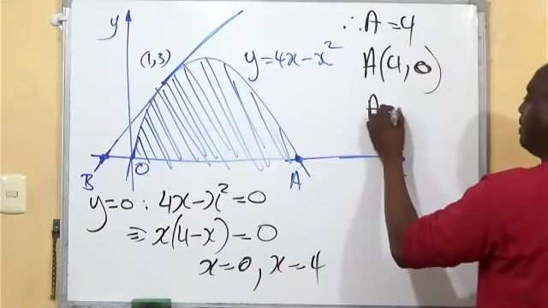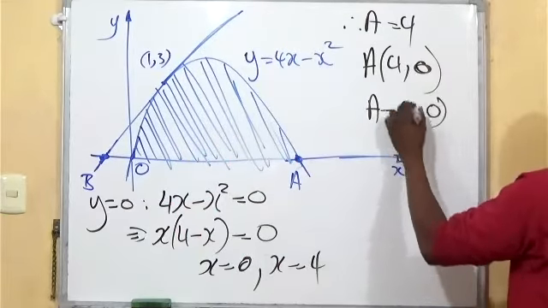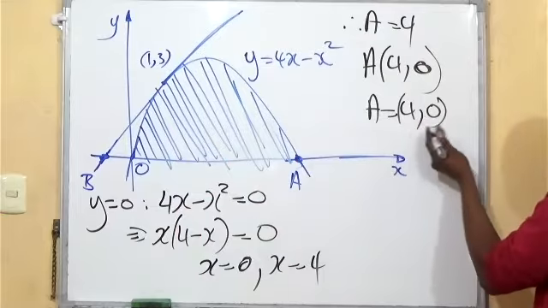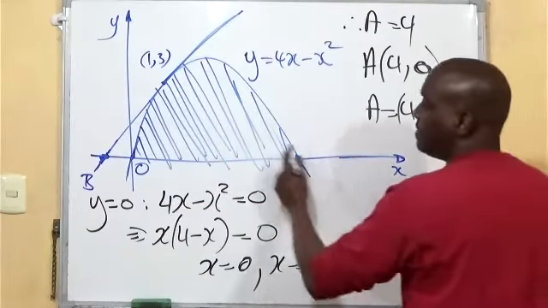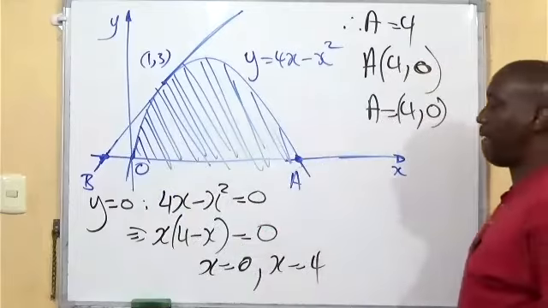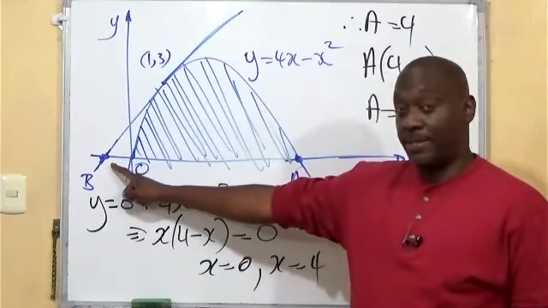You could put A equal to 4, 0. You can write it like that if you want. But this is what they're looking for when they correct it. All right? So A is equal to 4, 0. We know that the origin is 0, 0. Now we're going to find B.